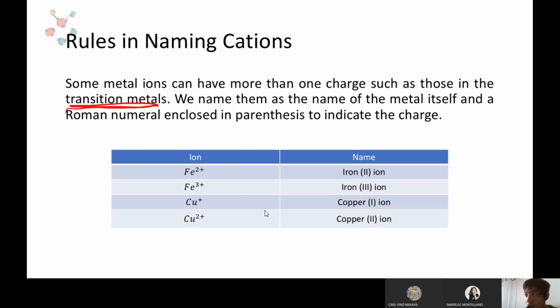The same goes for copper. Copper 1 and copper 2 are different ions, so they can't just be named copper. What we can do is write the parentheses with a Roman numeral indicating the number of charge. So, this one is just 1, this one is 2: copper 1, Cu+, copper 2, Cu2+. Iron 3, Fe3+, iron 2, Fe2+. Again, these are transition metals. Okay.